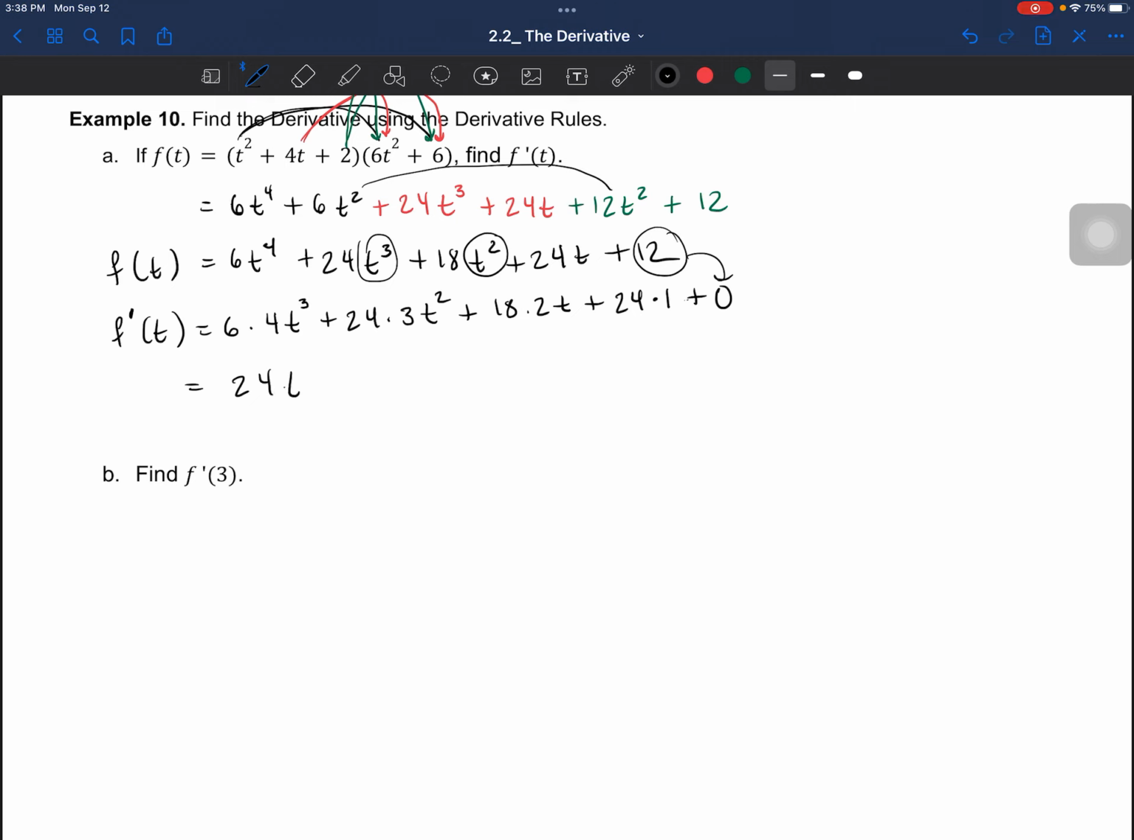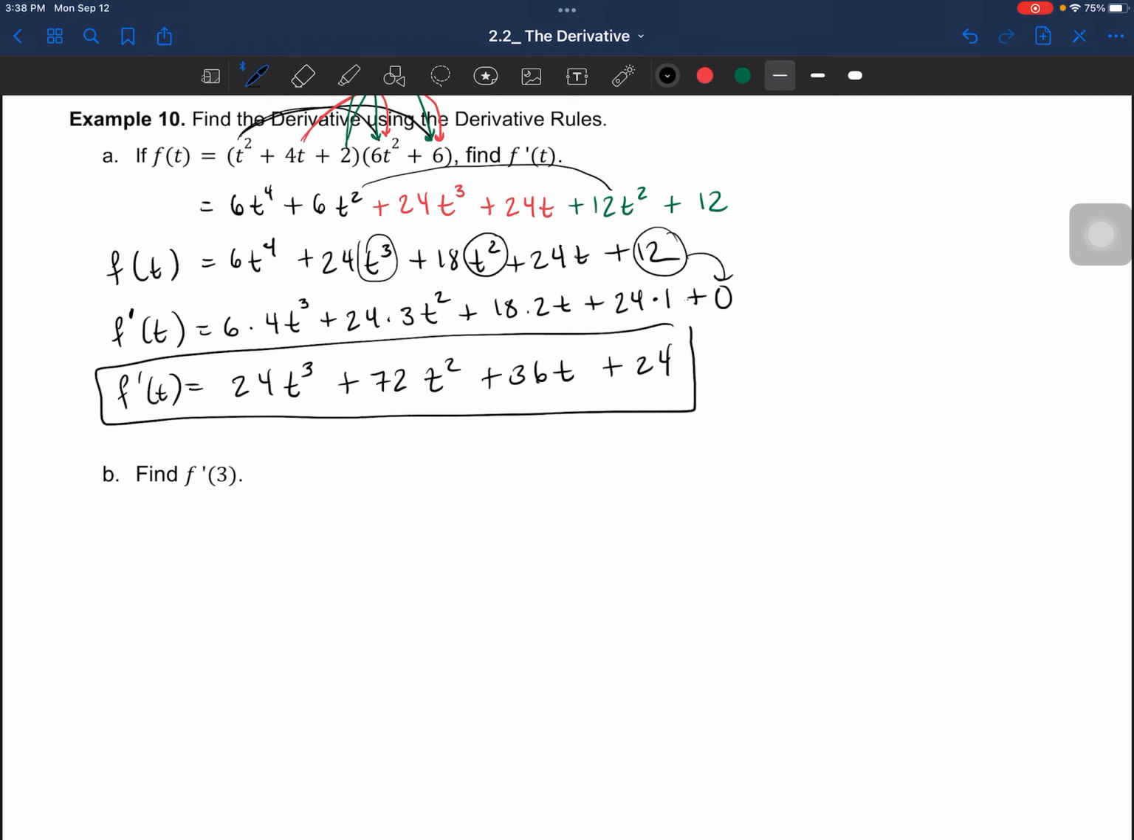Now let's go ahead and simplify. So this is 24t cubed plus 72t squared plus 36t plus 24. And this is the derivative right there. There you go.